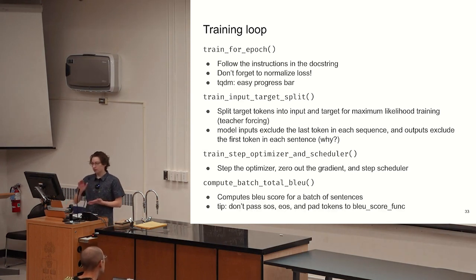And then, I think this is the last one. Yeah, the last one is compute total batch BLEU, which computes the BLEU score for a batch of sentences. And a tip here that I think might trip students up that you should be careful about is not to pass the start of sequence, end of sequence, and pad tokens to this function. Okay, so that sums up what you'll be implementing for the training loop.